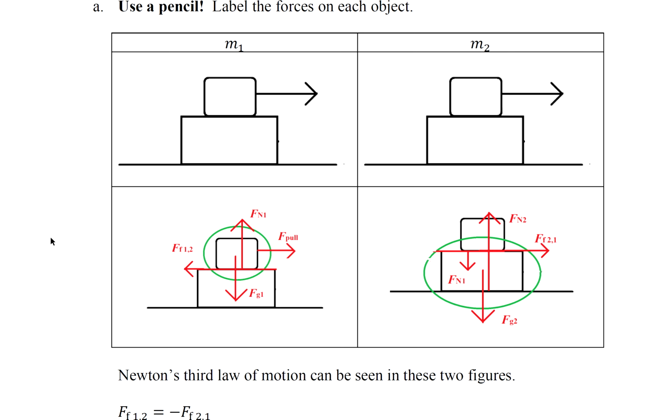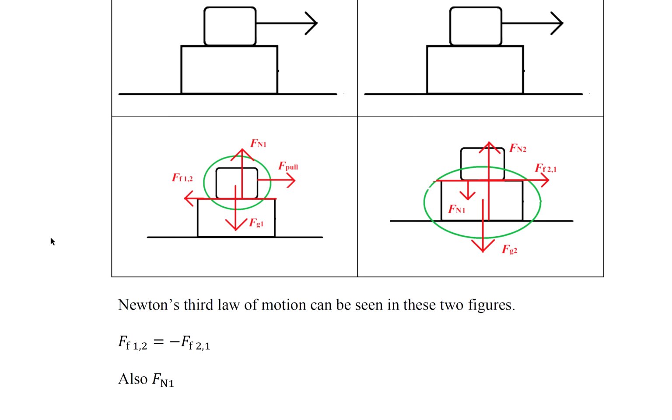So Newton's third law, which is the law of action and reaction, can be seen in both of these figures. You have a force normal 1 pointing up for mass 1, and you have a force normal 1 pointing down for mass 2. You have a force of friction 1 on 2 to the left of mass 1, and you have a force of friction 2 on 1 going to the right for mass 2. So these are like the same forces acting on different objects in different directions.